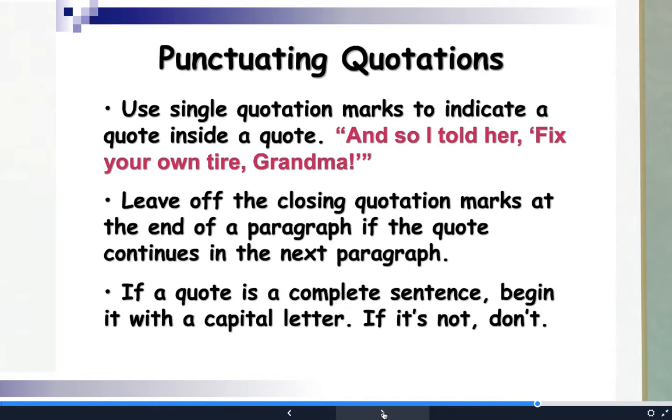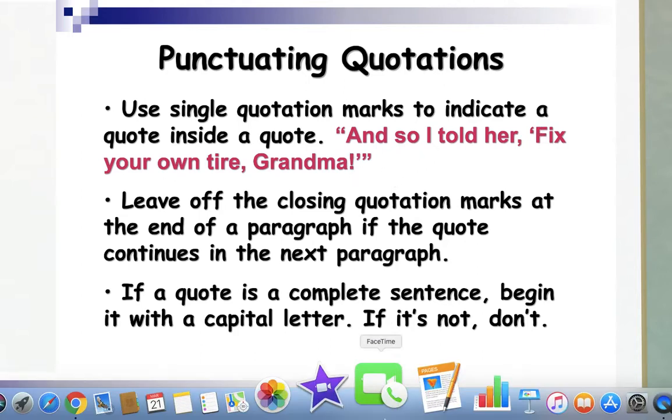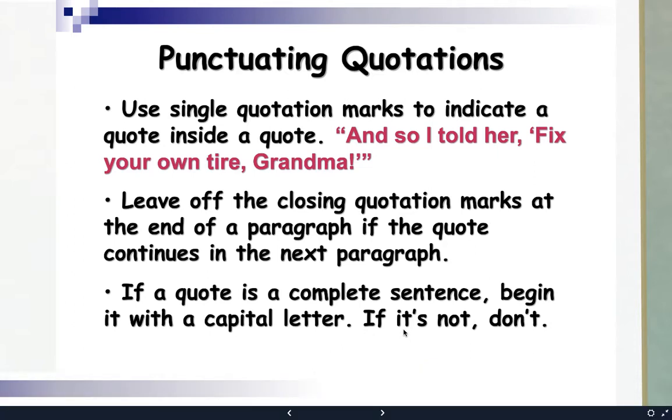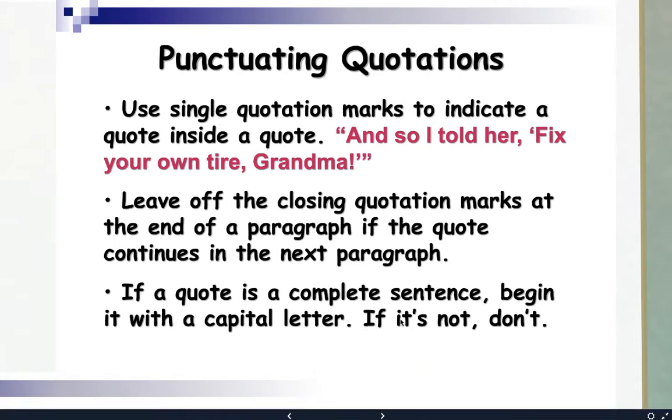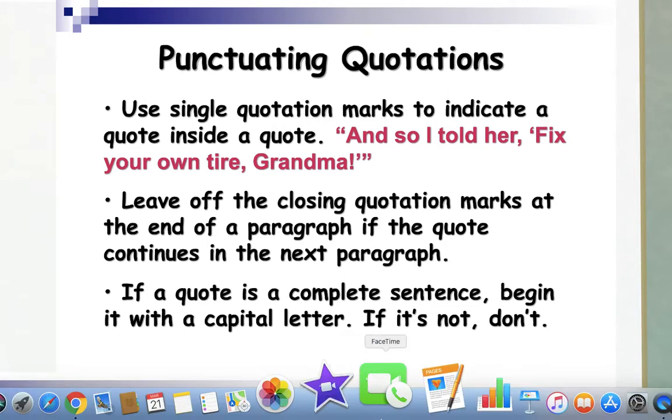Punctuating quotations. Use single quotation marks to indicate a quote inside a quote. And so I told her, "Fix your own tire, Grandma." As you can see, before the A goes two quotation marks. This is a direct quote from somebody, but then they're also quoting again. So if you're quoting inside a quote, you just use one quotation mark, and then at the end you would do three. Leave off the closing quotation mark at the end of the paragraph if the quote continues in the next paragraph.